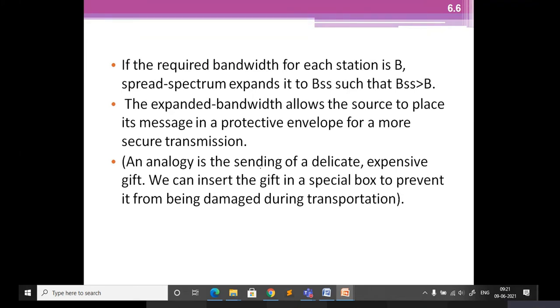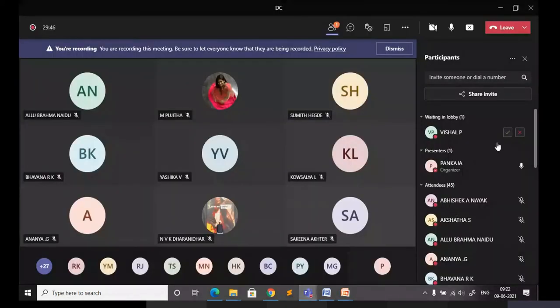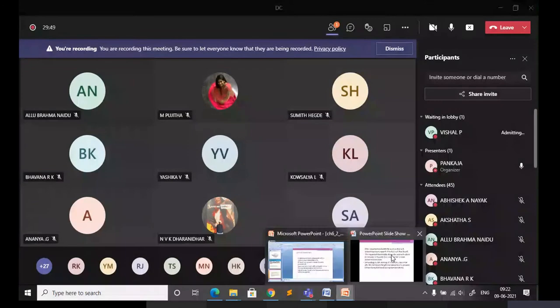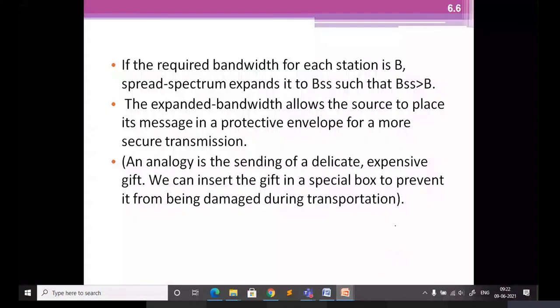Consider if you want to send a parcel or some gift to your friend. That gift may be a little bit delicate, and also it is some expensive gift you want to send. Do you just wrap it and send it through courier or post, or will you take care of the packing? If it is delicate, then you have to use some method to make a special box for that, because it is delicate and expensive.